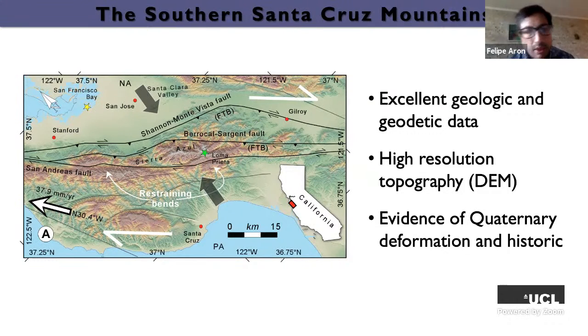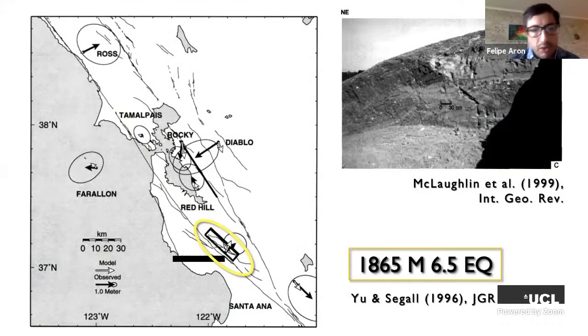Specifically, the Shannon-Monte Vista fault has evidence of Quaternary and historic deformation. As you can see here from geodetic data solved by Paul Segall in 1996, it is predicted that that structure hosts a magnitude 6.5 earthquake, not moment magnitude. And the geologists of the USGS have been mapping some of those scarps and trenches there, and as you can see in the picture, there is evidence of Quaternary deformation as well.